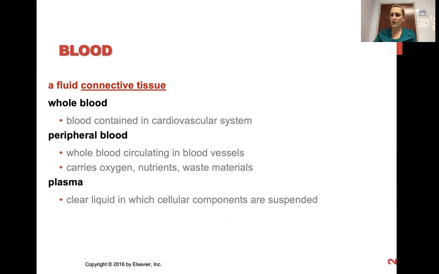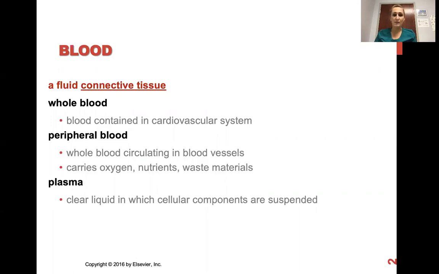Whole blood. Whole blood is blood that's contained directly in the cardiovascular system. And peripheral blood, which is whole blood that's circulating in blood vessels. Peripheral blood carries oxygen, nutrients, and waste materials. When you collect a blood sample from a patient, you are collecting a peripheral blood sample.